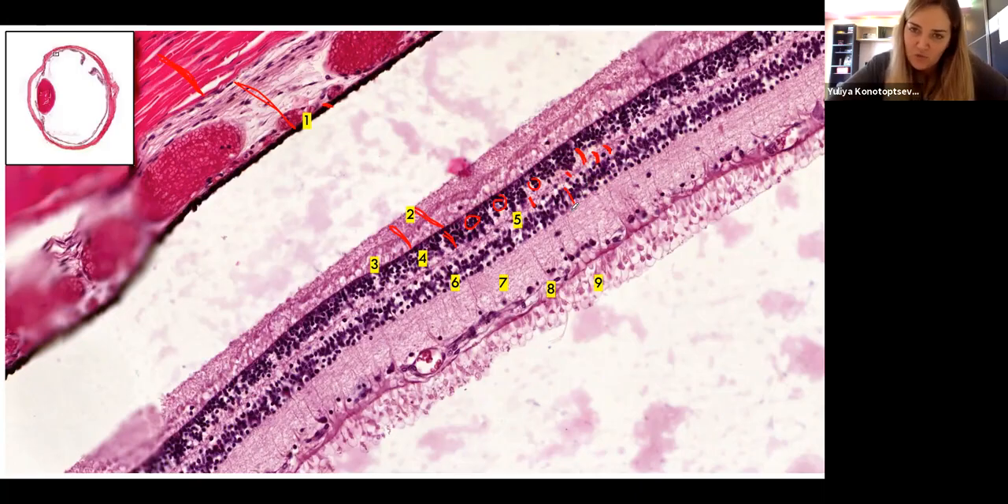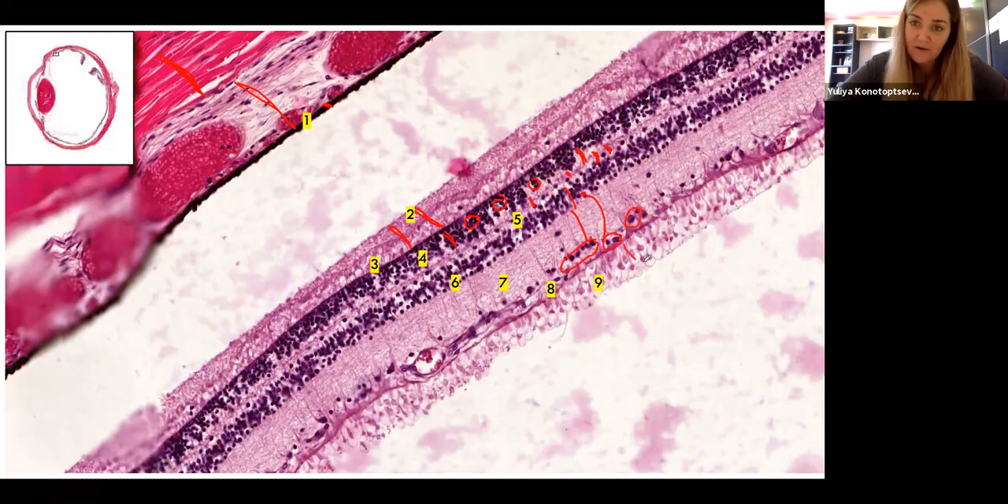The next one is going to be the inner plexiform layer. The inner plexiform layer is where the glial cells are synapsing with the ganglion cell, right? So in here, in the seventh layer, the inner plexiform layer, we have a synapse between the glial, like bipolar, and the ganglionic cell. The eighth layer is the ganglionic cell layer. So these nuclei, they belong to the ganglionic cells.